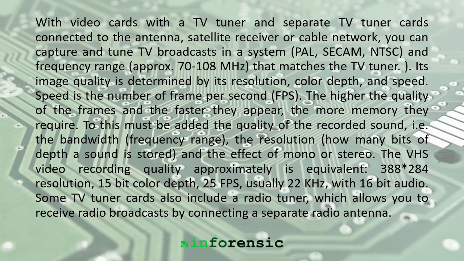To this must be added the quality of the recorded sound, i.e. the bandwidth, frequency range, the resolution, how many bits of depth the sound is stored, and the effect of mono or stereo. The VHS video recording quality approximately is equivalent: 388 x 284 resolution, 15-bit color depth, 25 FPS, usually 22 kHz, with 16-bit audio. Some TV tuner cards also include a radio tuner, which allows you to receive radio broadcasts by connecting a separate radio antenna.